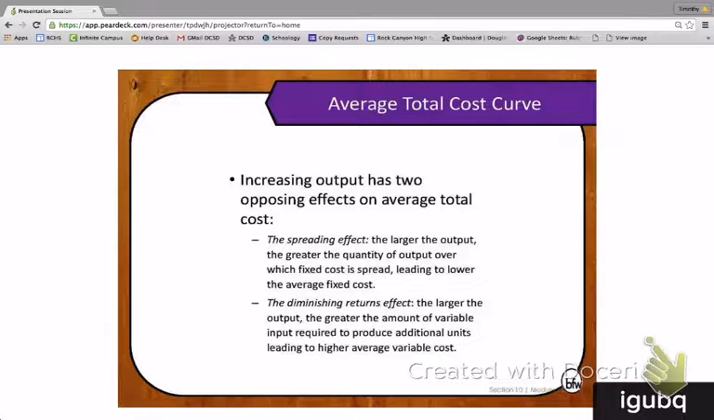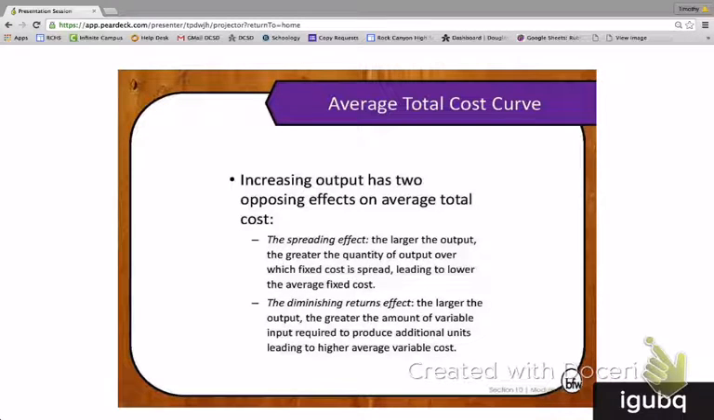So at low levels of output, the spreading effect is more powerful than the diminishing returns effect, because even small increases in output cause large decreases in average fixed cost, thus pulling down the ATC. But as output rises and diminishing returns become a bigger issue than the spreading effect, the upward pull of average variable cost becomes stronger than the spreading effect, and it begins to pull ATC upward.